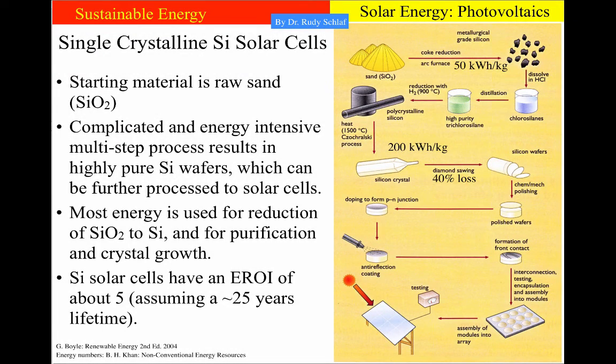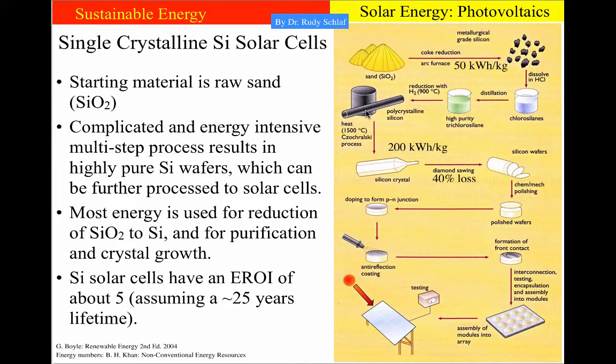This figure shows the principal sequence of processes that are needed to make silicon solar cells. We start out with sand, which is silicon oxide. And then in a coke reduction arc furnace, this silicon oxide is reduced to silicon, so that gives us metallurgical grade silicon. This process costs about 50 kilowatt hours per kilogram. Then we dissolve this silicon in hydrochloric acid. This makes chlorosilanes. Those we distill to high purity trichlorosilane, which then is reduced at 900 centigrade with hydrogen. This gives us polycrystalline silicon.